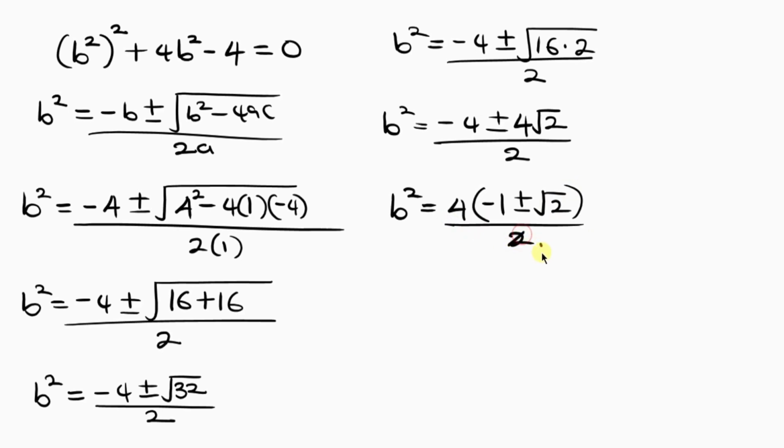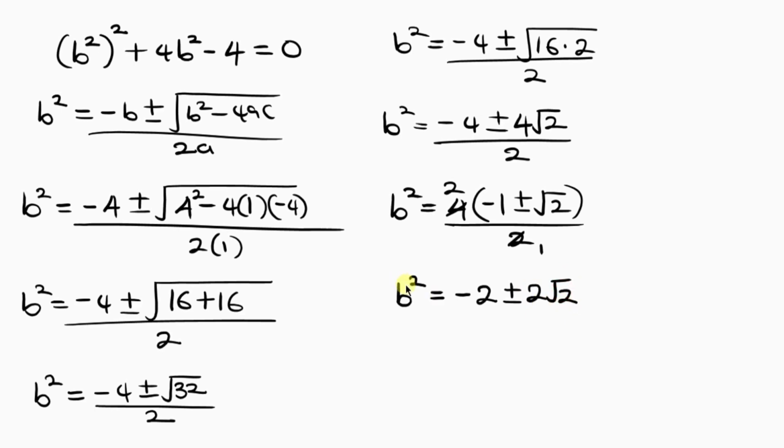Now 2 here, I'm going to be having 2. So let's go ahead and use this 2 to open up the brackets. We're going to be having b squared equal to 2 times negative 1, I'm going to be having negative 2 plus or minus 2 times the square root of 2, I'm going to be having 2 root 2. So this is our b squared.